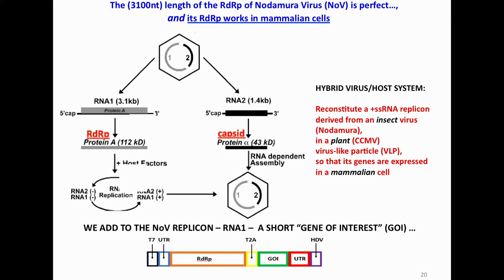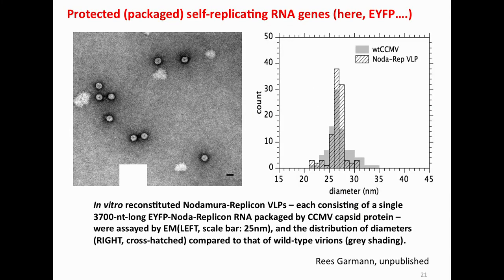The RNA-dependent RNA polymerase, which is protein A in the case of Nodamura, we leave intact. We add a gene of interest. We add sequence for a self-cleaving peptide because we want the RdRp and the gene of interest to be functional. They are made as a polyprotein and then cleaved.